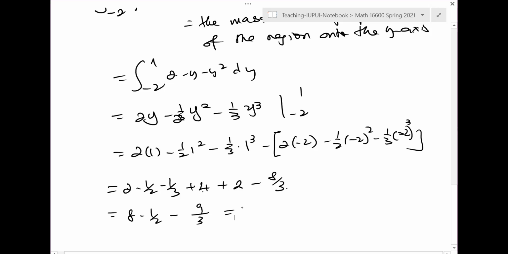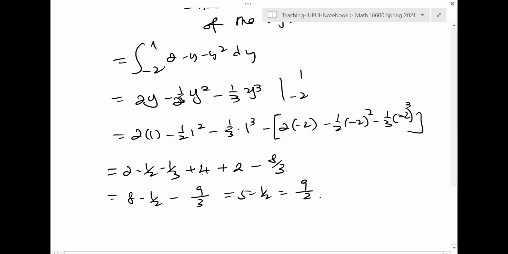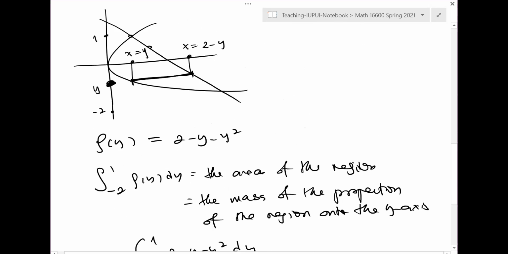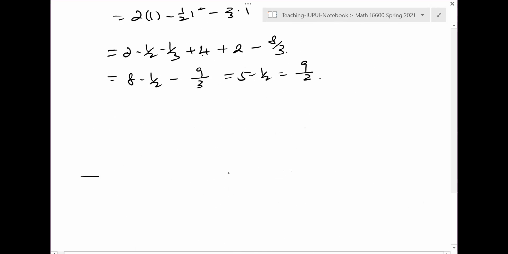5 minus 1/2, and let me put 9/2. Okay, so that is the total area. So the question is, how can I find the x bar? How can I find the x bar?